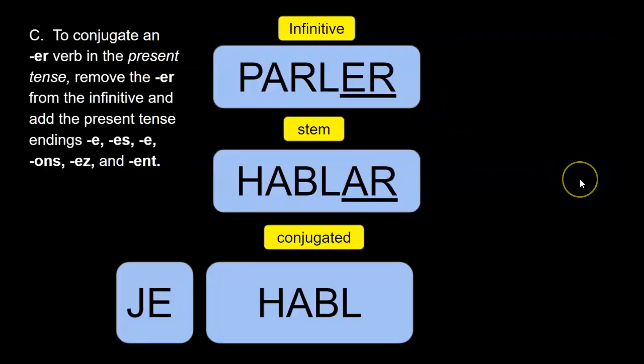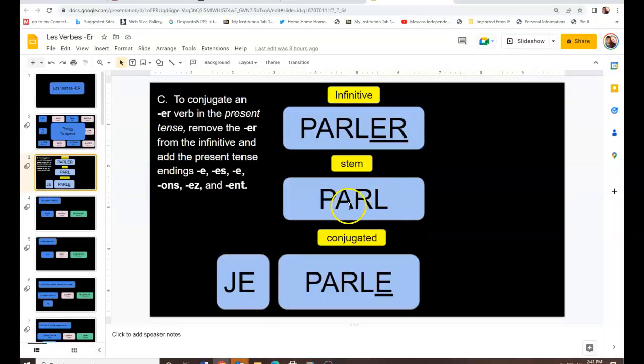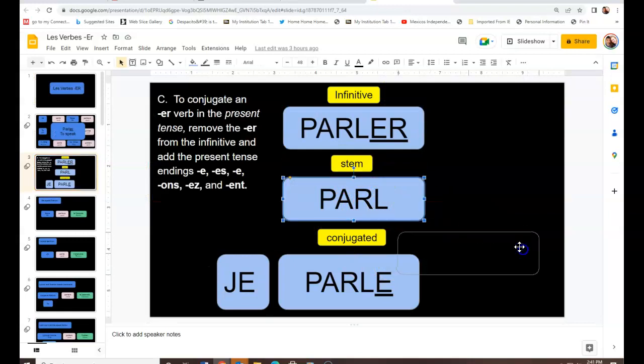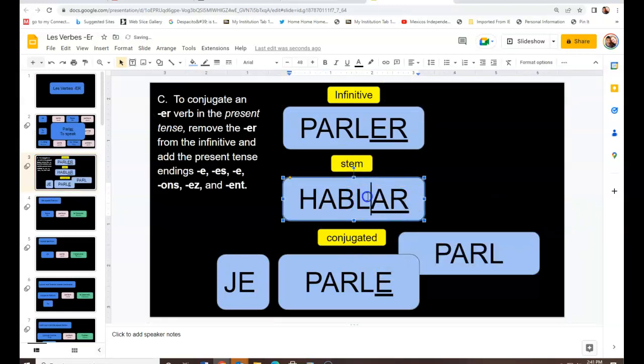So just to put this in perspective a little bit easier, to conjugate an ER verb in the present tense, remove the ER from the infinitive and add the present tense endings according to the subject pronoun. So up here we have the infinitive. The infinitive is a verb before it is conjugated.